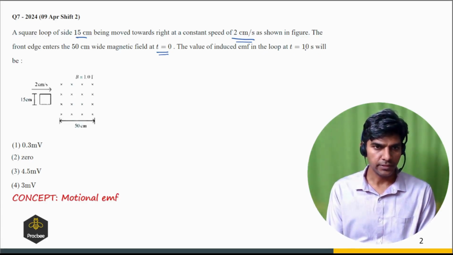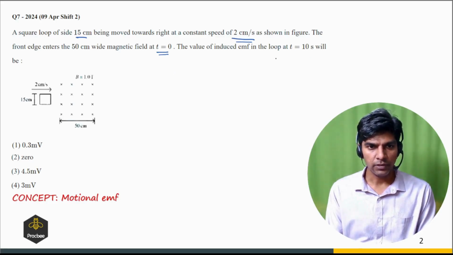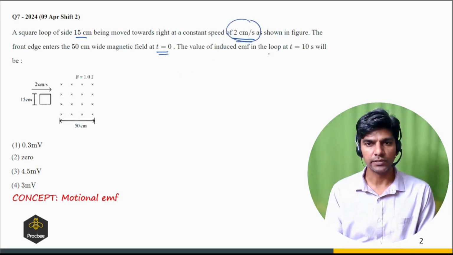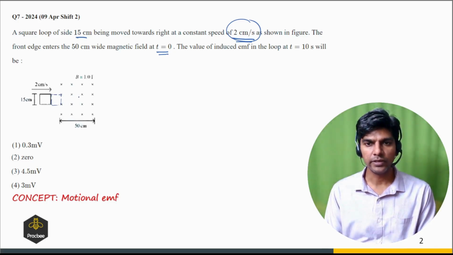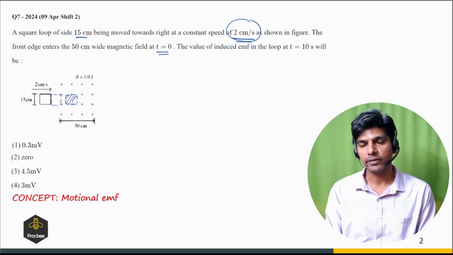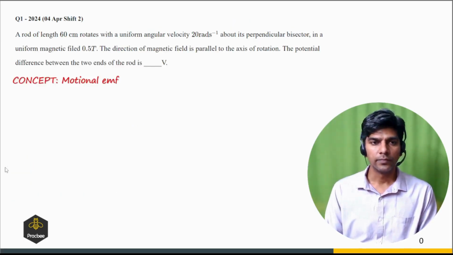So at t equals 10 seconds, let us see the position of the loop. In 10 seconds, it will cover a distance of, speed is given, right? Speed is 2 centimeter per second. So that will be 20 centimeter. So if the loop was here at t equals 0, it will cover 20 centimeter and its side is 15, so it will be inside. Can you see this loop is completely inside the magnetic field and there will be no change in the flux in this loop. So we can say the EMF induced will be 0. So option 2 is the right answer. Now let us see the next question.